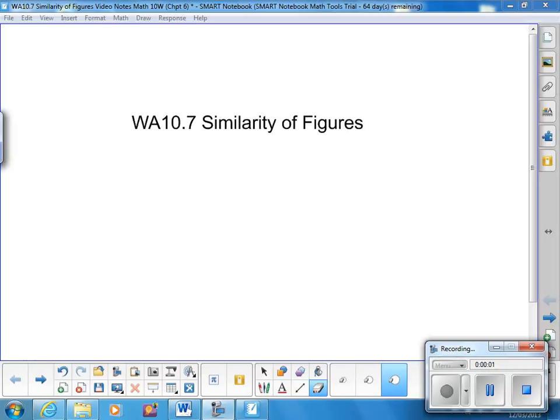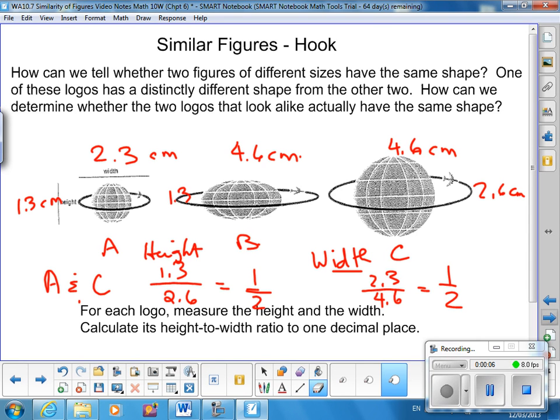Today's lesson is on similarity of figures. Now, how can we tell whether two figures of different sizes have the same shape? One of these logos has a distinctly different shape from the other two. How can we determine whether the two logos that look alike actually have the same shape?